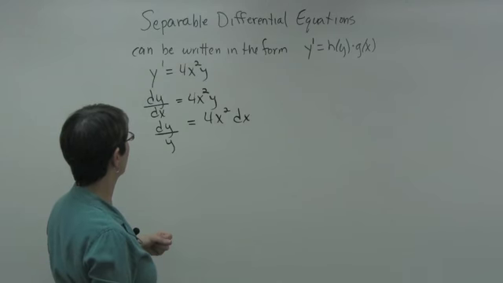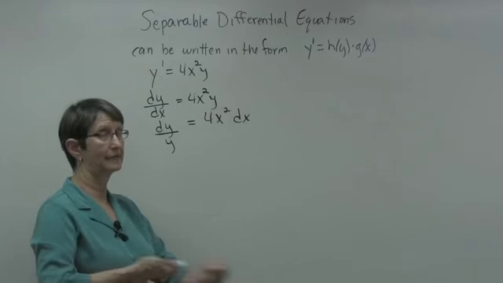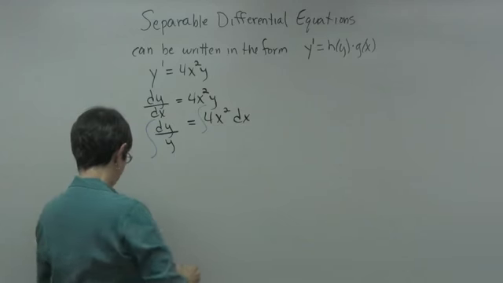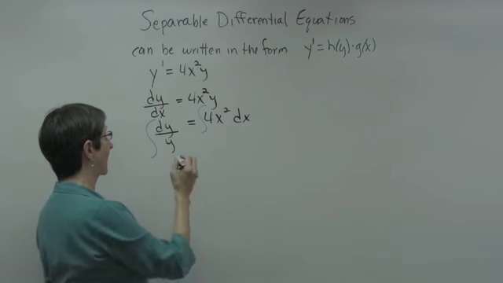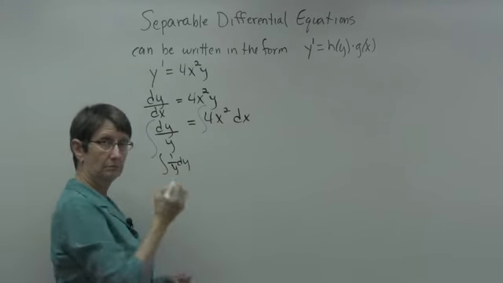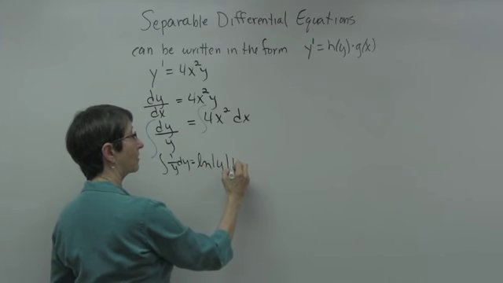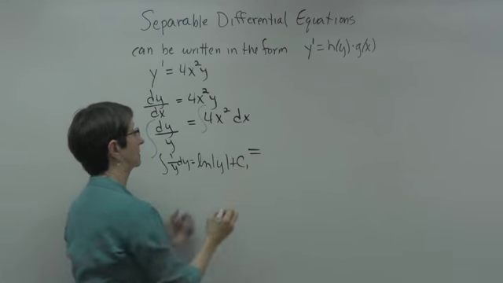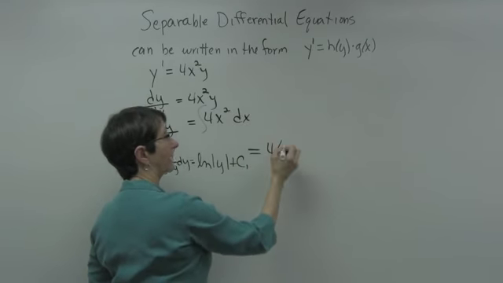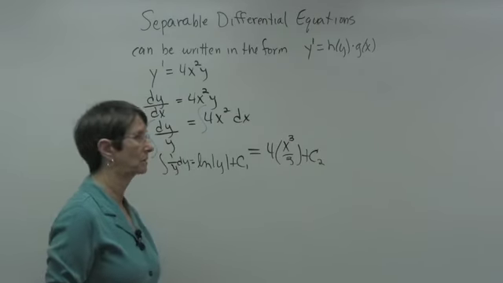Okay, let's see what I am going to do now. Take the antiderivative of both sides. The left side you could think of as the integral of 1 over y dy, so that it equals natural log absolute value of y plus c1. The right-hand side, 4 is a constant multiplier. The antiderivative of x squared is x to the third over 3 plus c2, different constants.